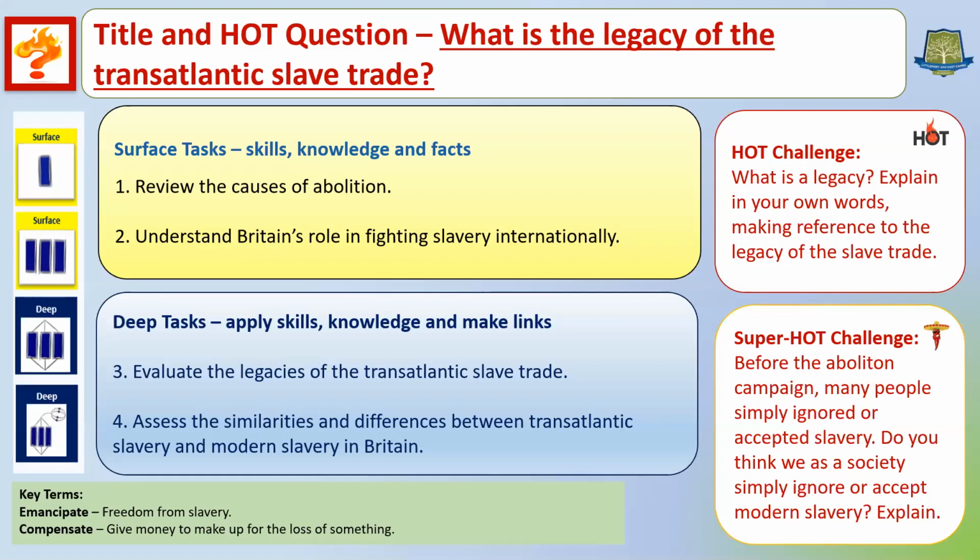The title for today's lesson is, what is the legacy of the transatlantic slave trade? We're going to do a bit of a review of the causes of the abolition of the slave trade. We're also going to look at the long-term impact, the legacy of the slave trade. You've got 2 words in the bottom corner for your key terms. The first is emancipate. Emancipate is the freedom from slavery. Compensate means to give money to make up for the loss of something.